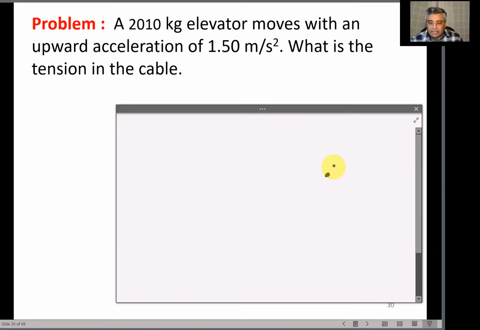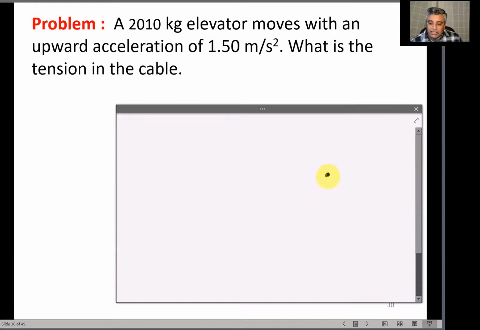So how many forces are acting on the elevator? And which ones? Can you type that in the chat? Which forces did you draw? Tension, weight, weight and normal, tension and weight. Okay, keep coming. So far I got only 5 or 6 responses. So I'm hoping everybody drew the diagram, although not responding.